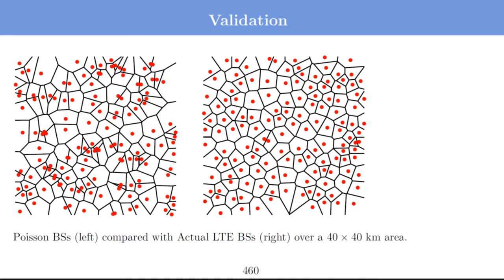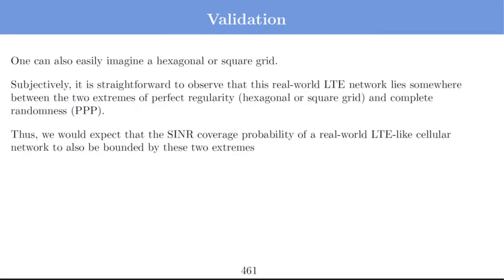The right hand side is the actual base station deployment, and you can see it is not like the PPP, which is on the left, but it's also not very regular. Those points are not placed on a proper grid, but they are perturbed by some random factors. We can basically say that the real system would be in between these two extremes. One extreme is the PPP case, another extreme is the perfect grid. The real system lies somewhere in between.